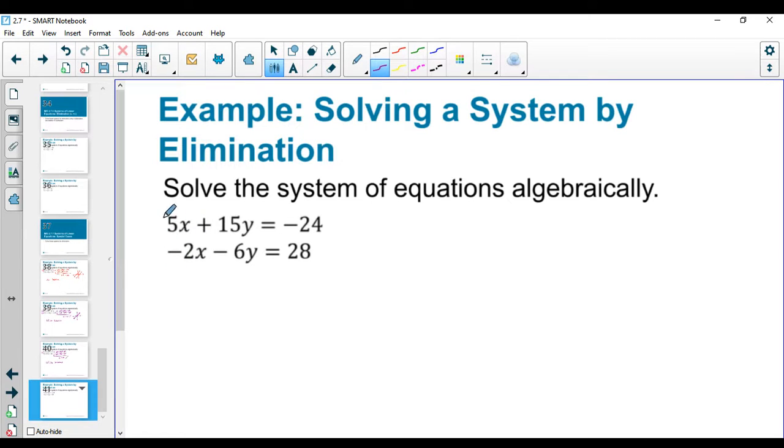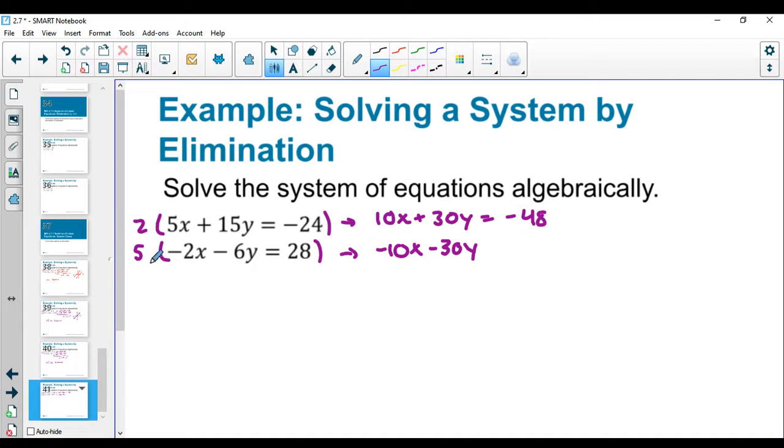Okay. Now this one, same deal. We're going to have to multiply both here. I think if I multiply this one by 2 and this one by 5, I'll get the x's to match. 2 times 5x is 10x plus 30y equals negative 48. And then this one, if I multiply everything by 5, 5 times negative 2x is negative 10x. 5 times negative 6y is negative 30y, and we kind of see it happening again. And 5 times 28, well, 5 times 20 is 100, and then 5 times 8 is 40, so 140.